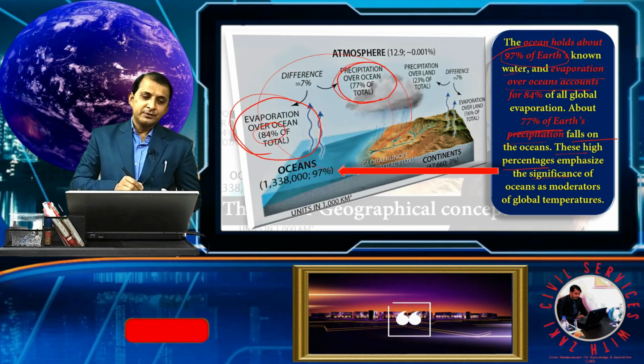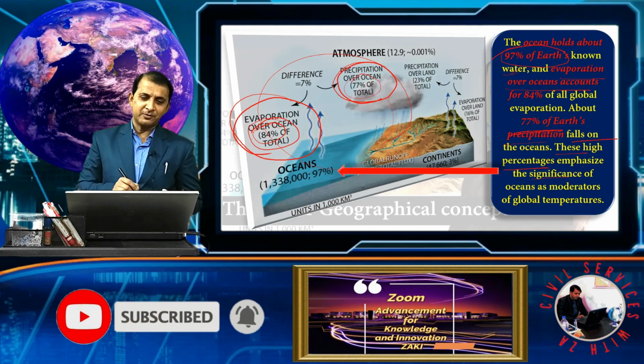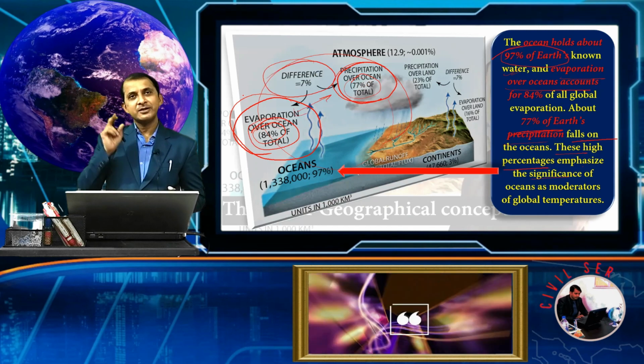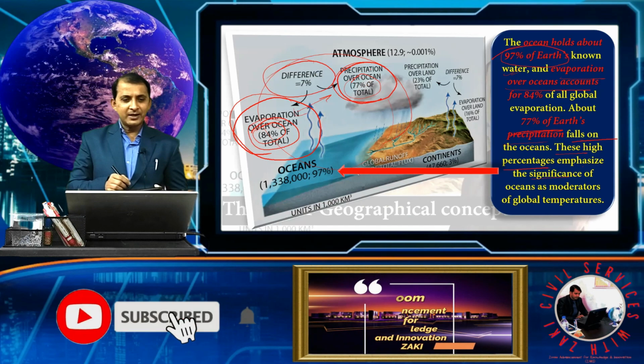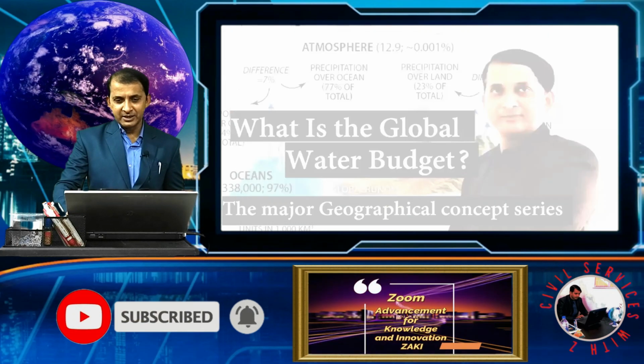See here, evaporation is 84% and precipitation is 77%. It means the difference is 7%. So where do these 7% go? We will see in the next slide.